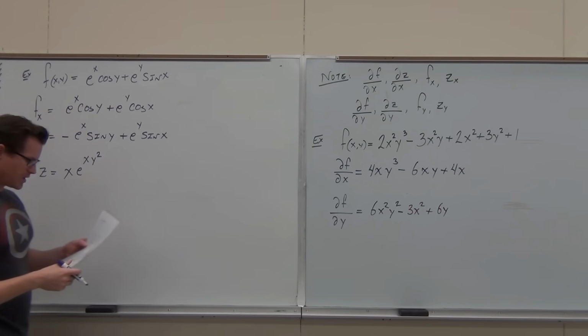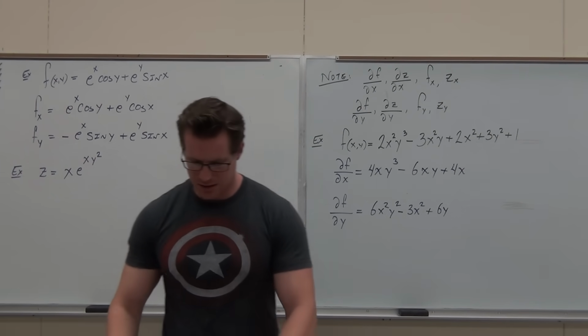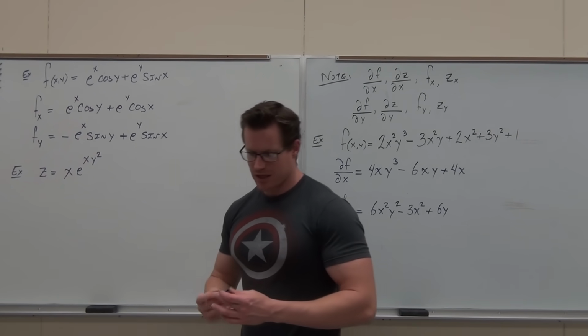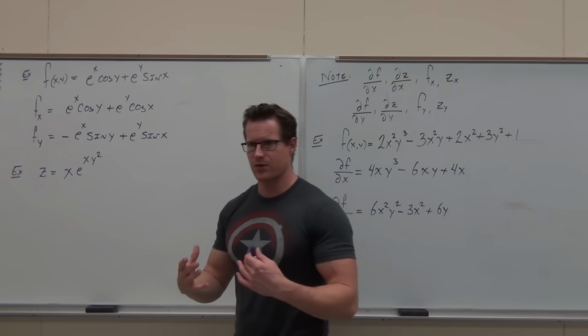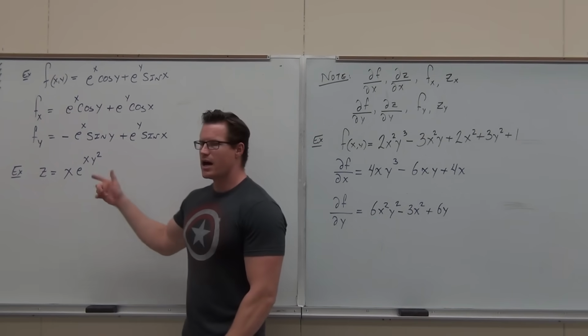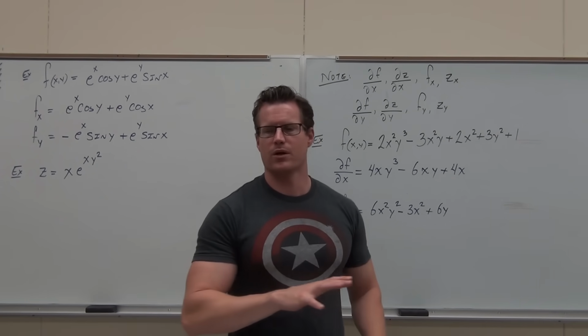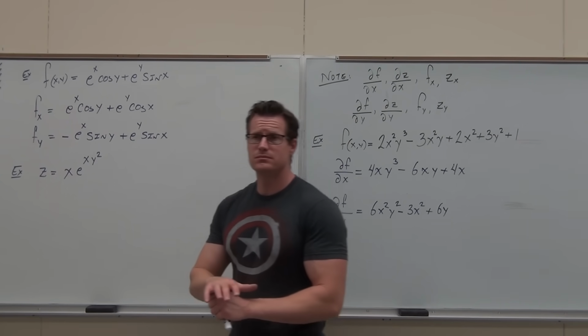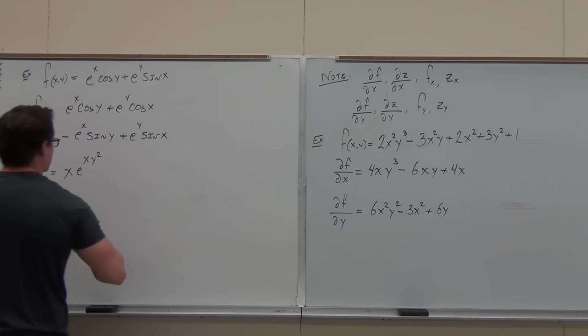We're going to start stepping it up a little bit. z equals x e to the xy squared. How many independent variables do we have? You've got to kind of infer that. Well, you don't have to infer it. It's listed. How many independent variables do we have? 2. What are they? What's z? Dependent. Okay, so let's find the two partials here.